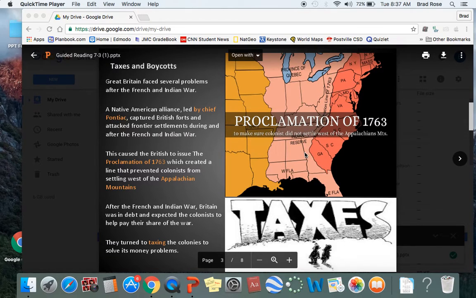This upset many of the colonists and settlers who had already established farms or settlements over here, and they were forced to move back.